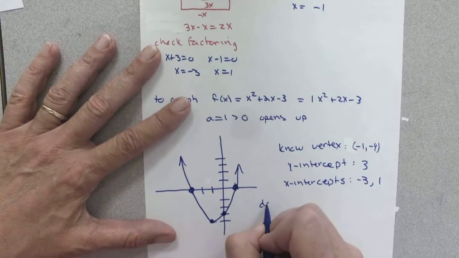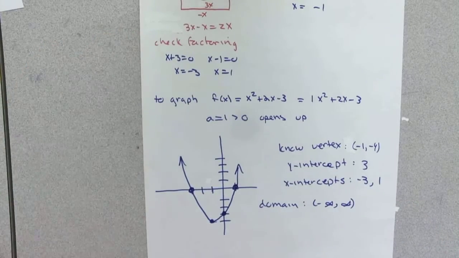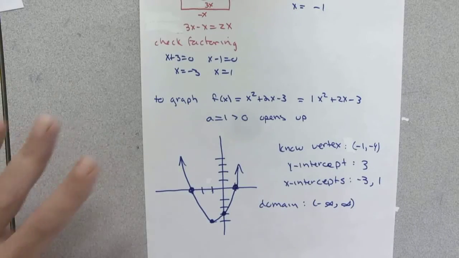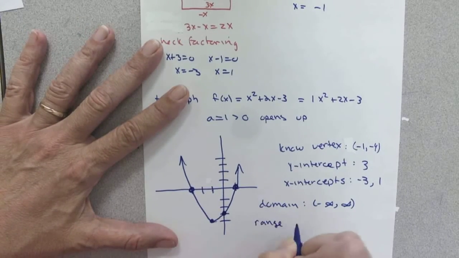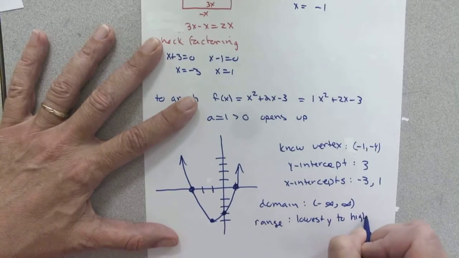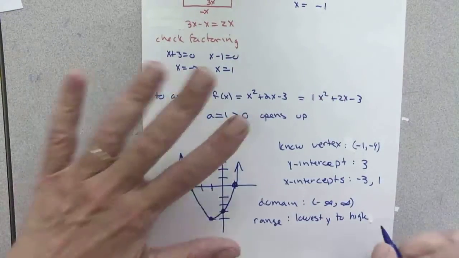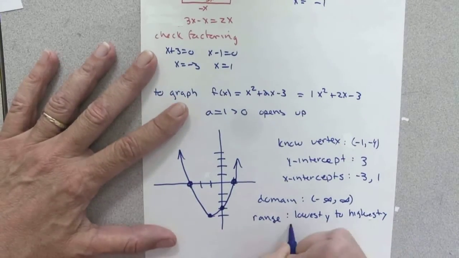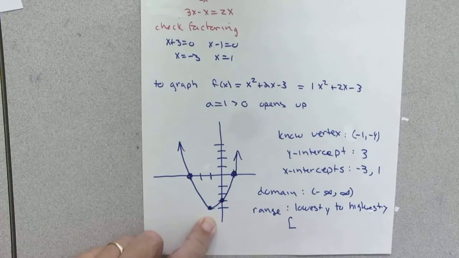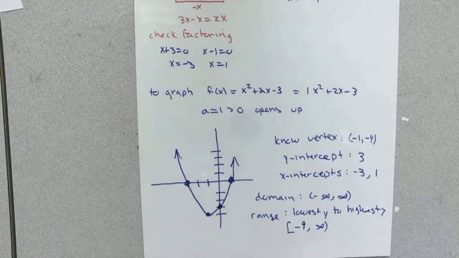Then lastly, the domain and range. As we've said every single time, the domain is -infinity to infinity on all of these things. Range, lowest y to highest y. Well, my lowest y happens to be that vertex, -4 to infinity.